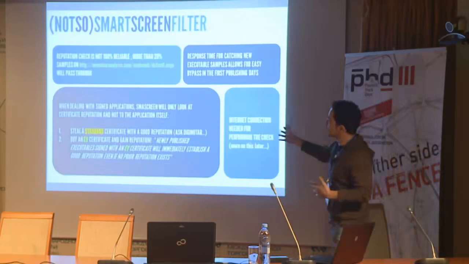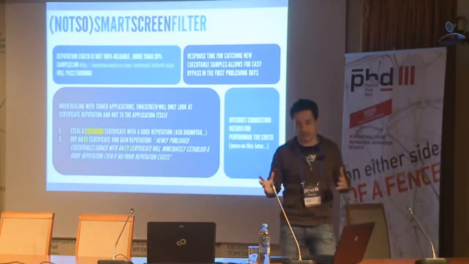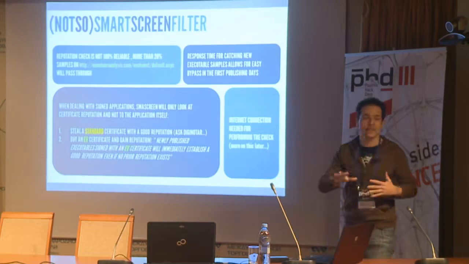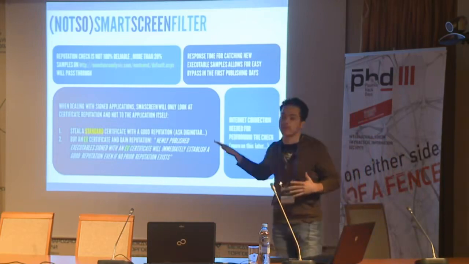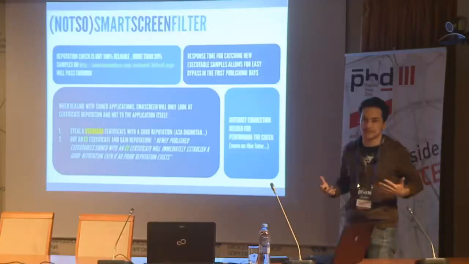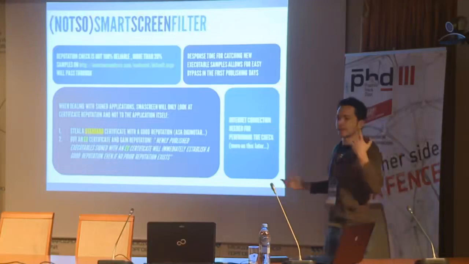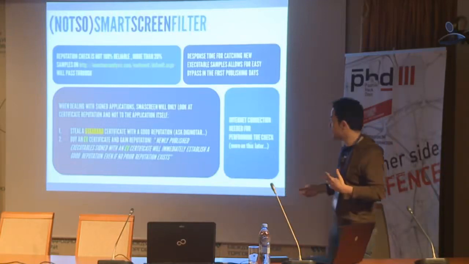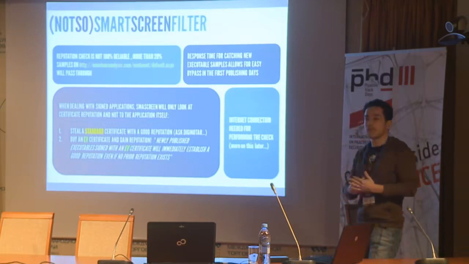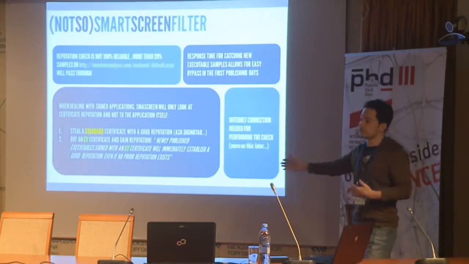The third way to work around SmartScreen deals with application signing. Basically, when dealing with a signed application, SmartScreen will only look at the certificate reputation and not at the application instance. So if you are able to steal a trusted certificate, for instance, remember what happened with DigiNotar in the SSL steal episode, you can sign your malware with those certificates and distribute it. SmartScreen will only look at the certificate reputation. It will go completely through any check.